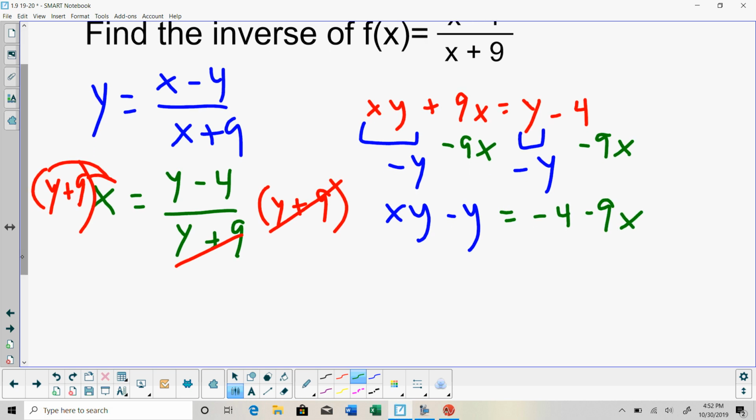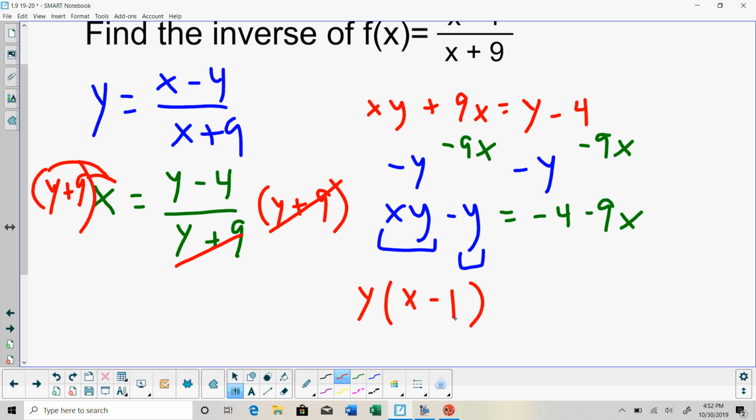And so in this case, I now see that I've got the y's on one side and the terms without a y on the other side. But we only want to see y written once, and I'm still seeing y written in two different terms. So one way to get y to be written just once is to factor out the y. So if I factor out a y, I get y times x minus 1. Now I only see y written once, and that's equal to negative 4 minus 9x.